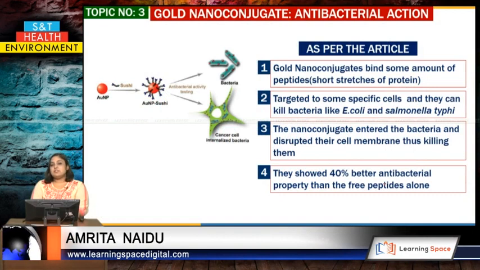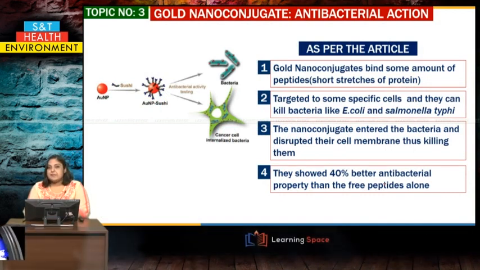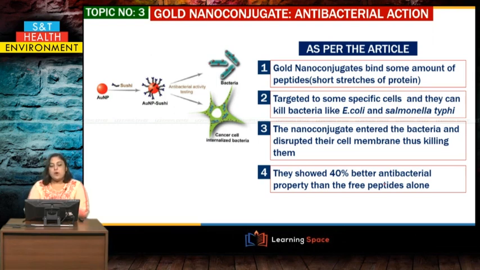So let us come to topic number 3, Gold Nanoconjugates on Antibacterial Action. Now what are gold nanoconjugates and how are they producing an antibacterial effect in our body? We are going to study and get an insight into that matter. Gold nanoconjugates are binding some proteins or some short peptides.